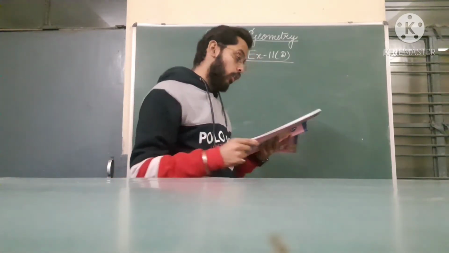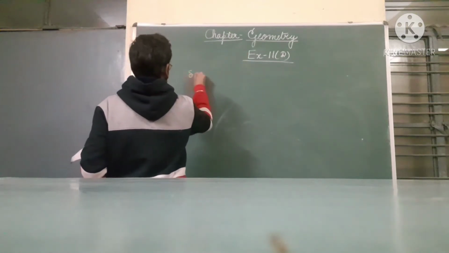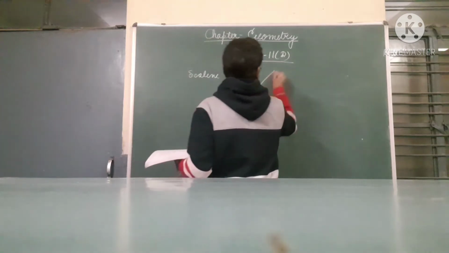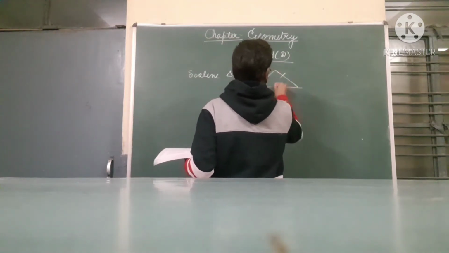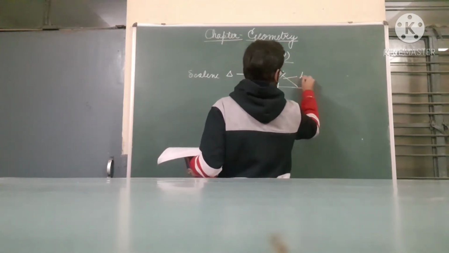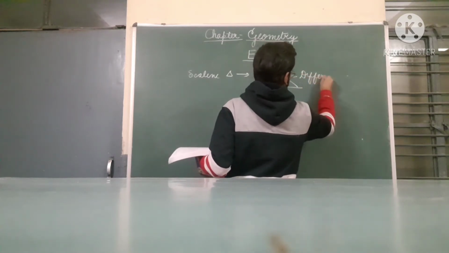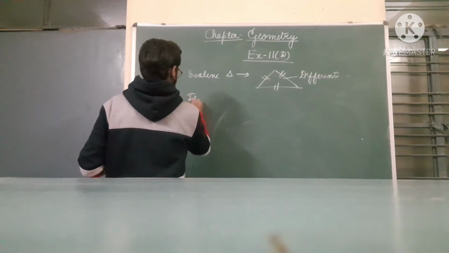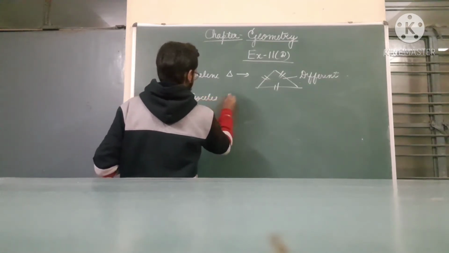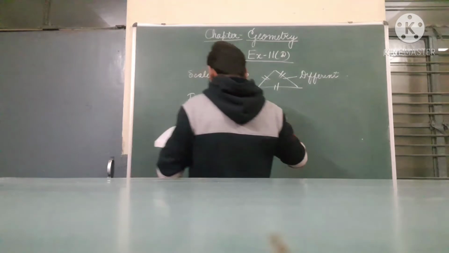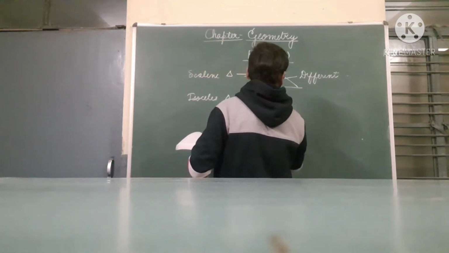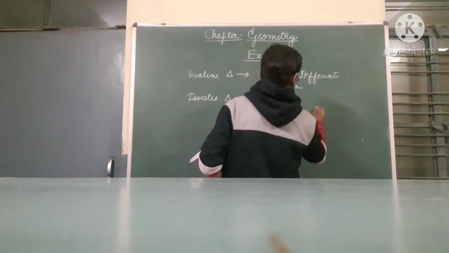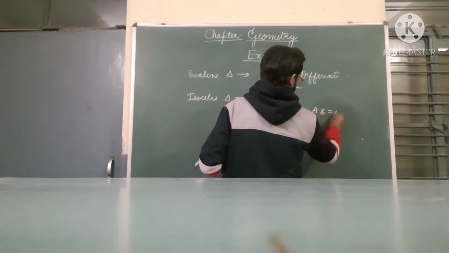Scalene triangle: having all sides of different lengths. In a scalene triangle, all lengths will be different. Isosceles triangle: in an isosceles triangle, two sides will be equal, that is AB equal to AC.